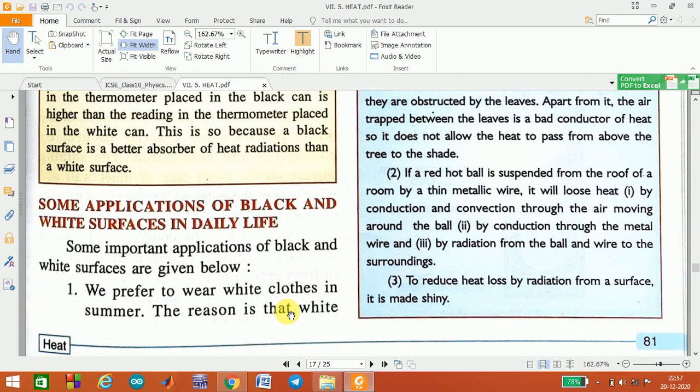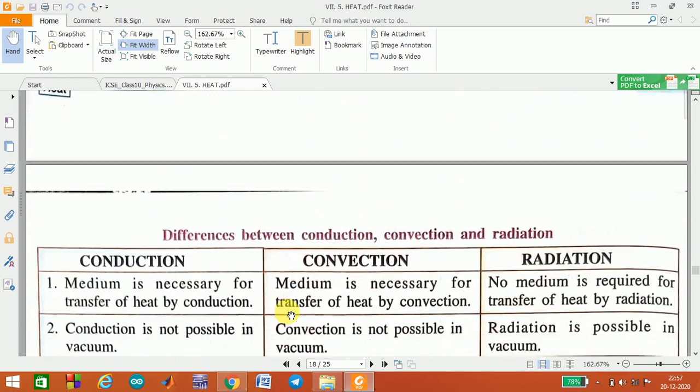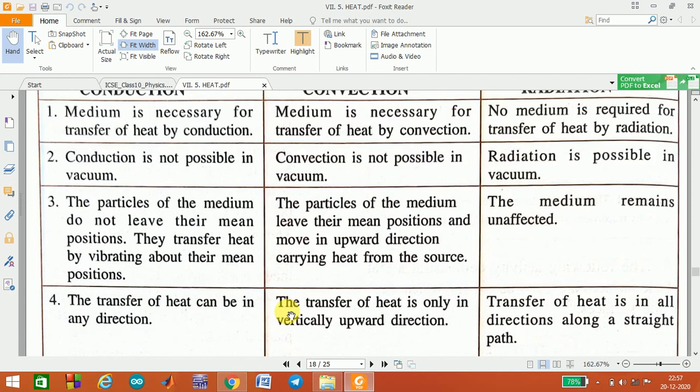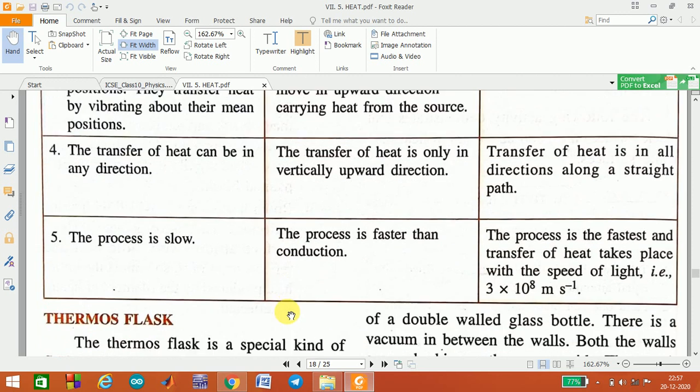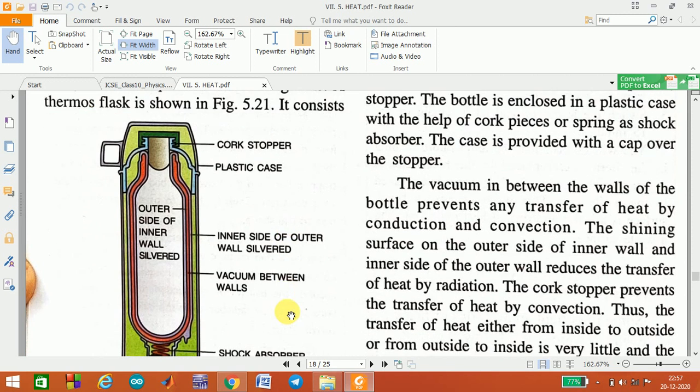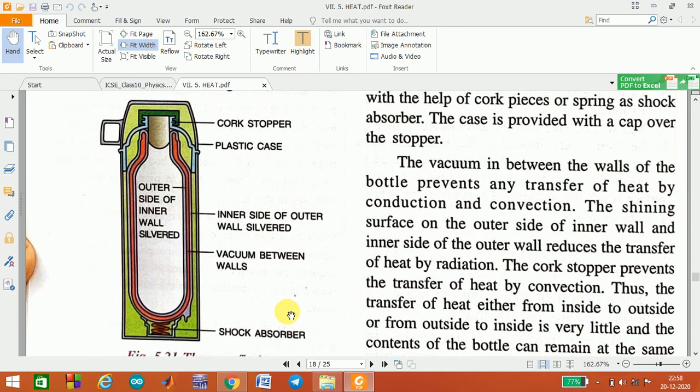Then next we have the difference between conduction, convection and radiation. We have already discussed it. I hope you will read and understand this one. Then we have the thermoflask. You can see the figure here. We will see what a thermoflask is and how it is constructed.